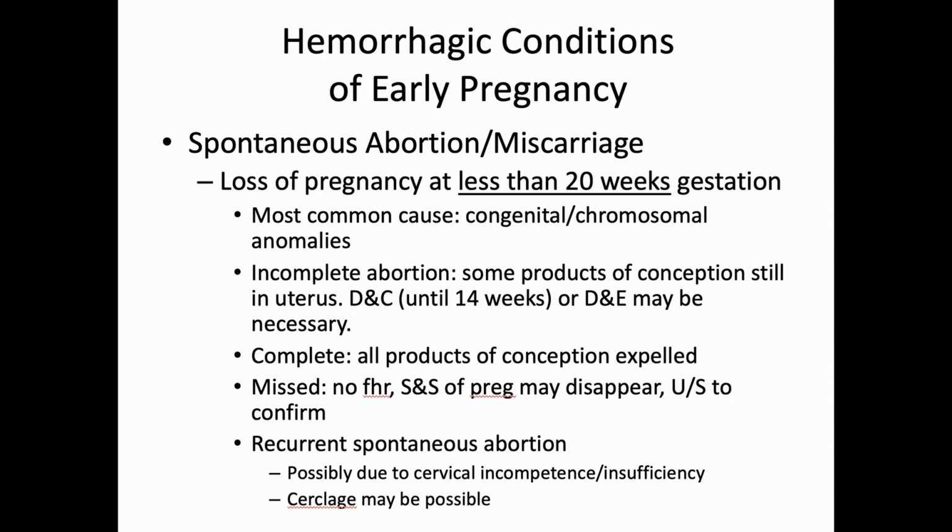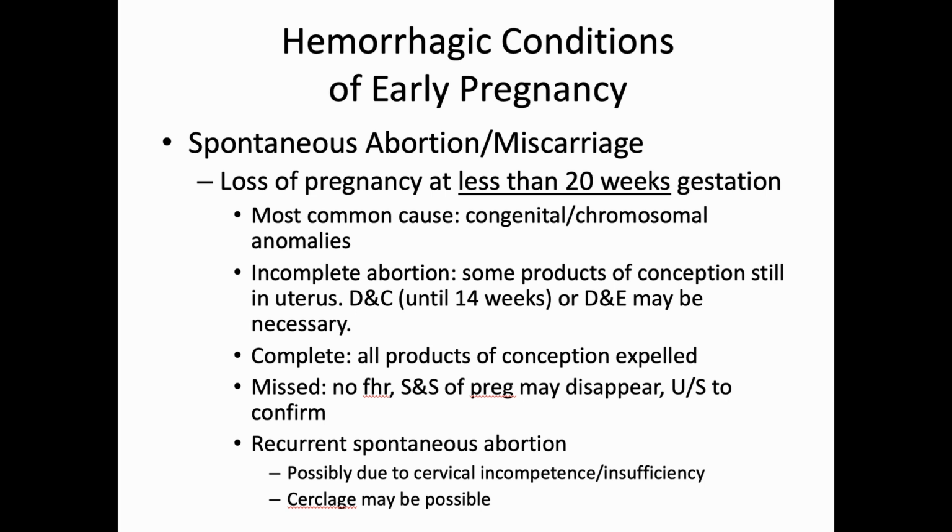Spontaneous abortions, or miscarriages, they mean the same thing. It's a loss of pregnancy before 20 weeks. The most common cause of a spontaneous abortion would be some kind of congenital chromosomal anomaly that happened that made it so the pregnancy can't continue.